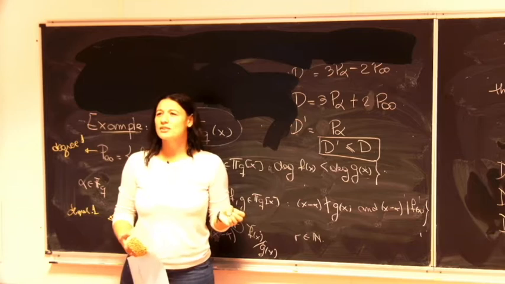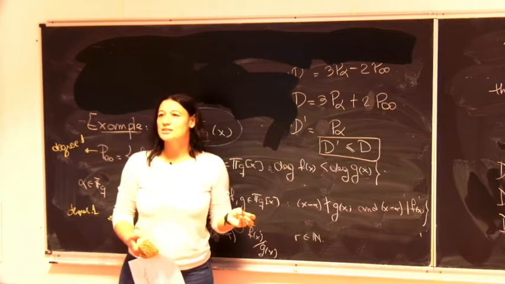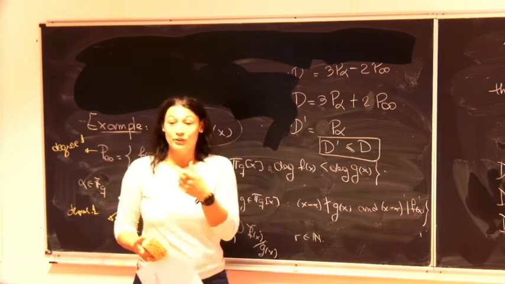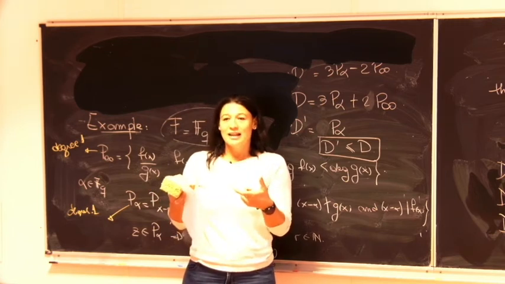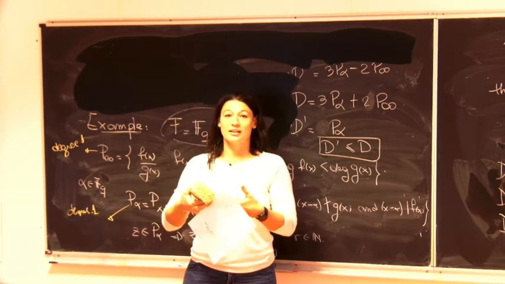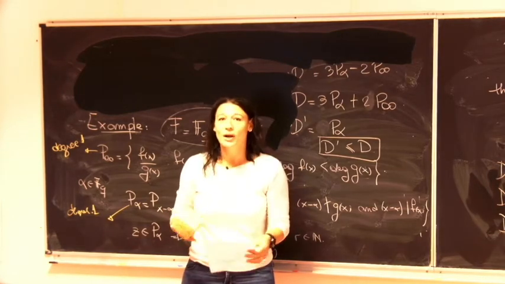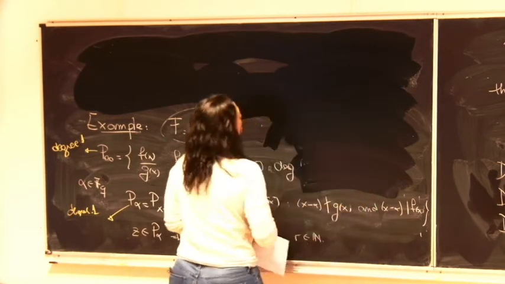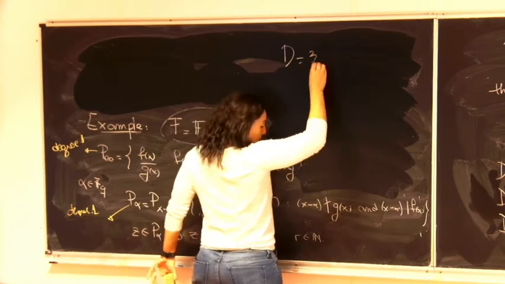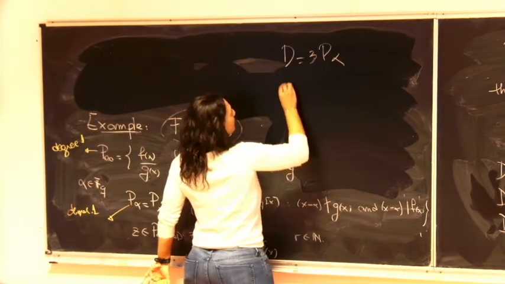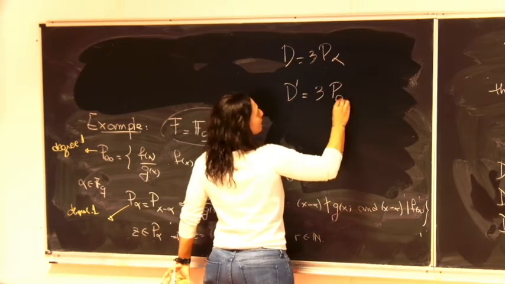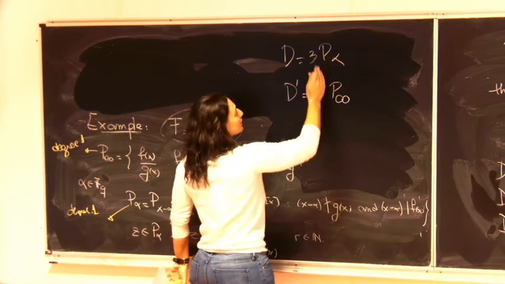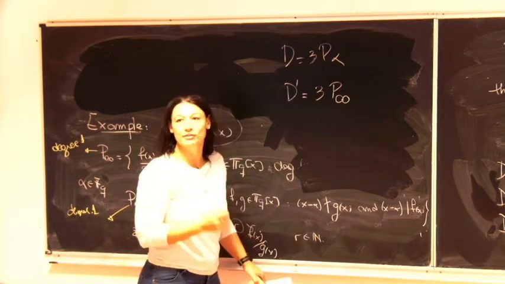I have a question. If we have 2 divisors such that the support of one is not a subset of the other, then we cannot compare them? Exactly. If the supports are different, if one of them is not inside the other one, then we cannot compare. That's why it's a partial ordering. For example, if I have that D is 3p alpha and D prime is 3p infinity or any other number, I cannot compare them because the support of one is not inside the support of the other one, okay?